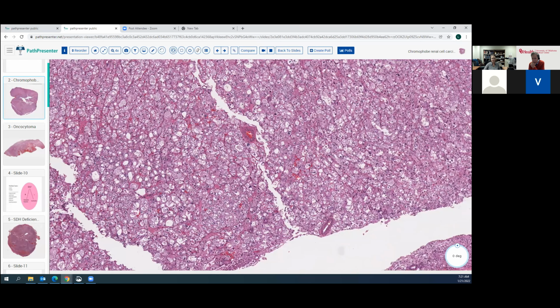Okay, so again, let's go back. So this is an example of eosinophilic solid and cystic renal cell carcinoma. These tumors are again associated with the syndrome tuberous sclerosis complex. They can be sporadic as well, and if they're sporadic, they're most commonly seen in women. I think over 90% of the documented cases of this neoplasm are women.